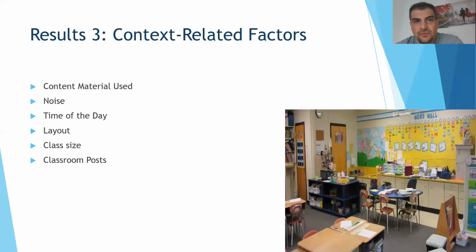Now, the third group of factors is context-related factors. So what is in the room or in the classroom or in the school that can affect students' ability to pay attention? The first and most important one was the content material used. So what kind of teaching material you're using. If you're having something not really very much engaging for the students, you will not be able to maintain their attention. Second one was noise.